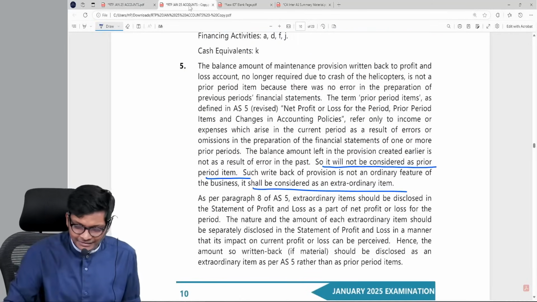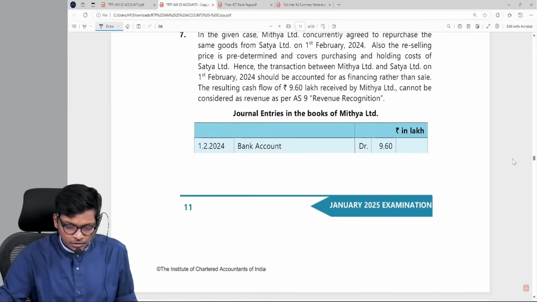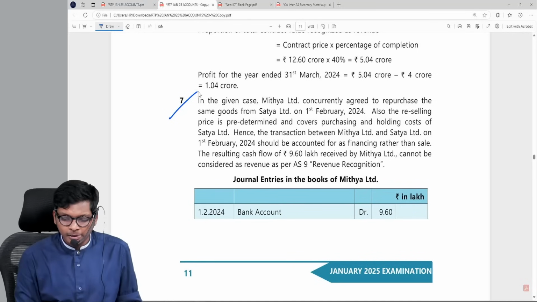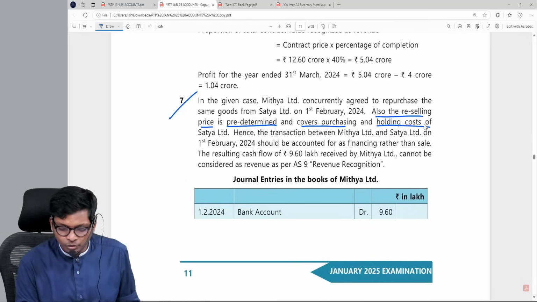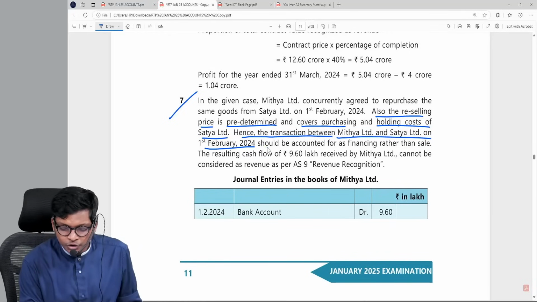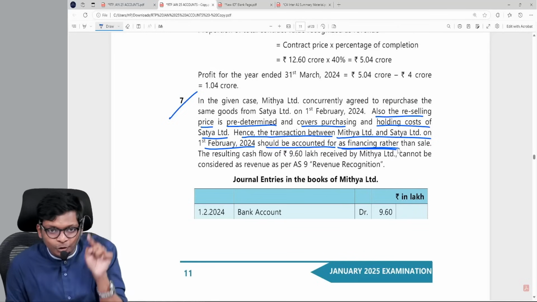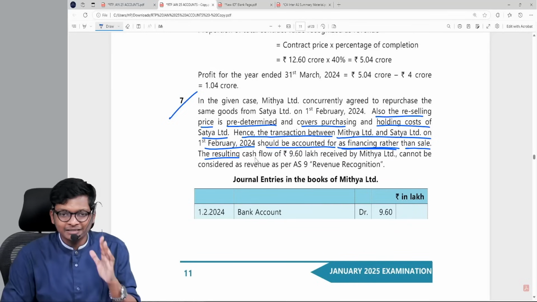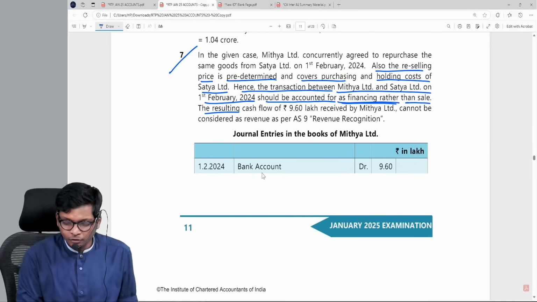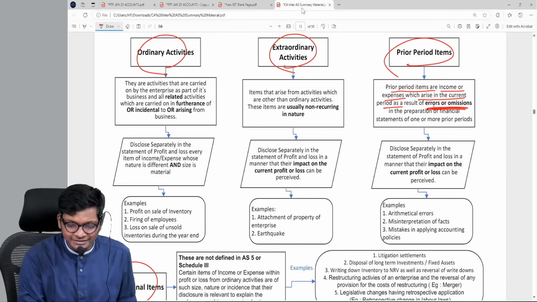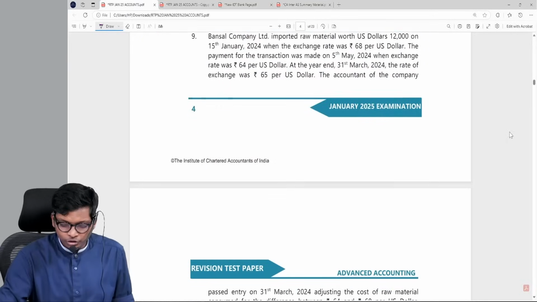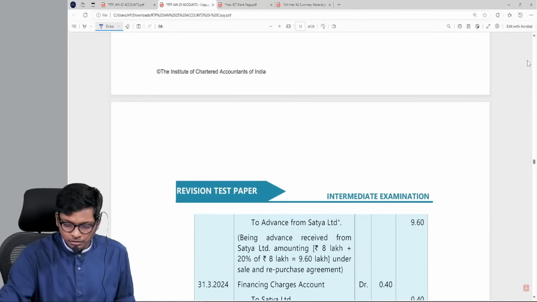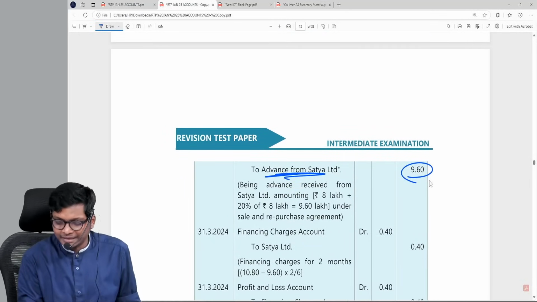Guys, we'll check the answer in the study material. So look at this. Question 7. Also, the reselling is predetermined and covers the purchasing and holding cost of Satya. Hence, the transaction between M&S on 1st Feb should be accounted as financing, as a loan, and not as a sale. Therefore, look at the entry. Bank account debit. We also pass the same entry. Bank account to advance. So here also they are showing bank account debit to advance from Satya 9 lakh 60.